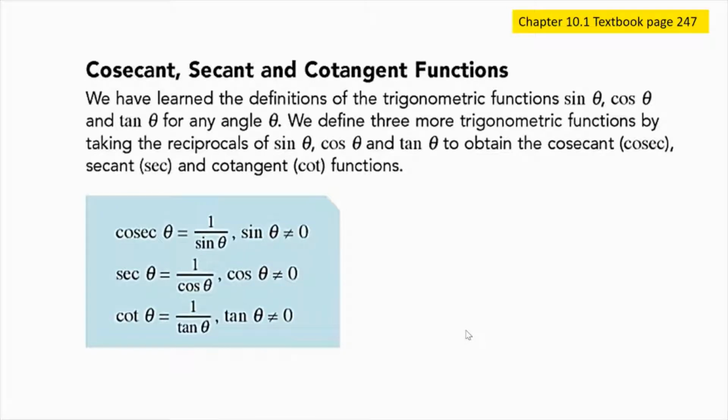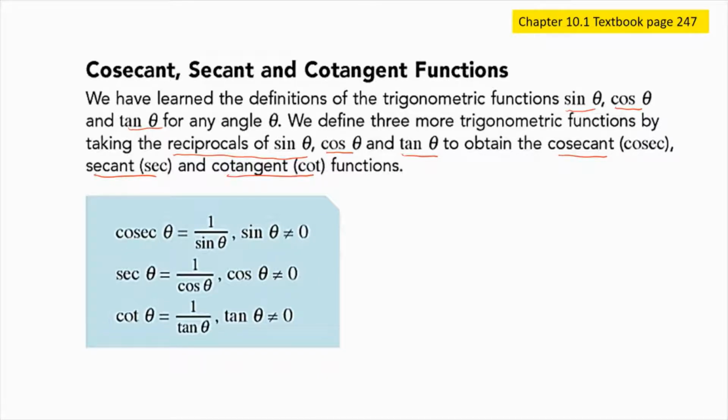Okay, today's lesson we continue with A.Math Chapter 10.1, textbook page 247. We want to talk about cosecant, secant, and cotangent functions. Previously we learned the definitions of trigonometric functions, sine theta, cosine theta, and tangent theta for any angle theta. So we're going to define 3 more trigonometric functions by taking the reciprocal of sine theta, cosine theta, and tangent theta to obtain the cosecant, secant, and cotangent functions.